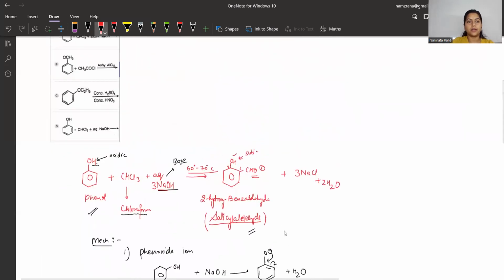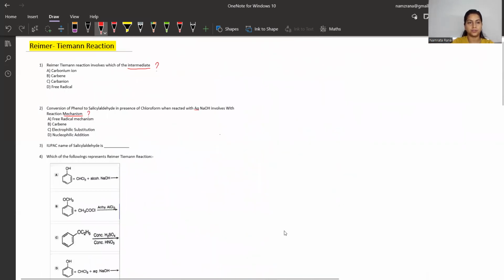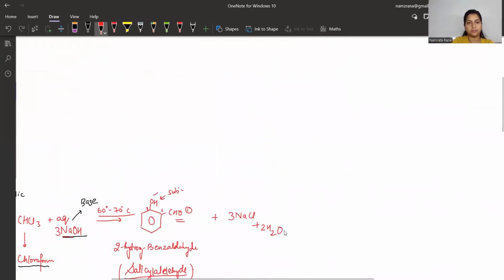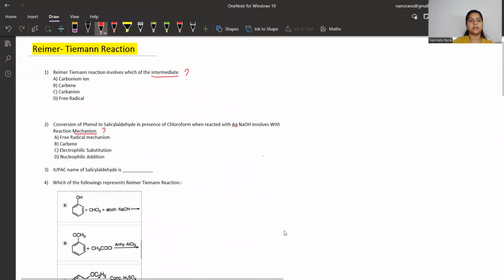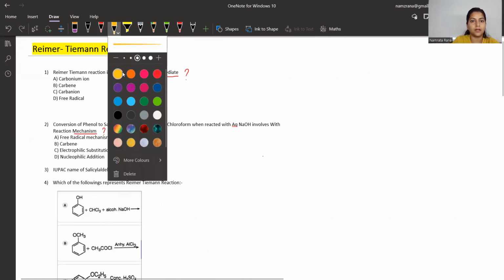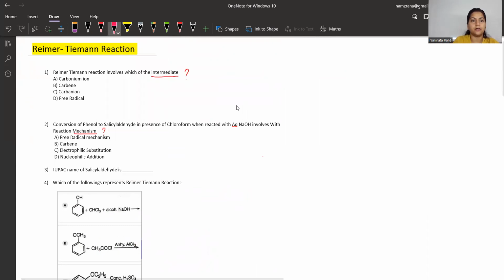Now let's try to do these 4 questions. The first question is, Riemann Tiemann reaction involves which of the intermediates? So it is very clear from the reaction that Riemann Tiemann reaction involves the intermediate which was carbene, right? No carbanion was formed, carbonium ion was not formed, free radicals were also not formed.